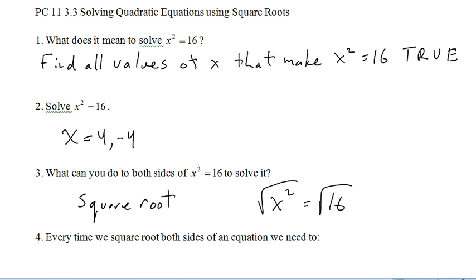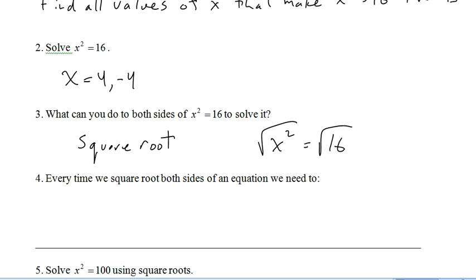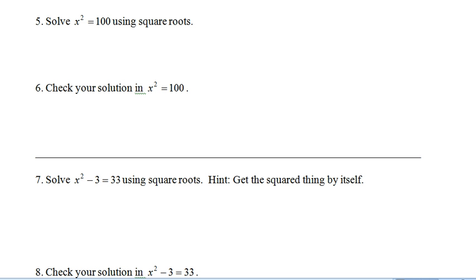When we're doing these questions, every time we square root both sides, we need to remember that the square root of x squared doesn't equal x. It actually equals the absolute value of x, which we learned at the start of chapter 2. So let's have a look at question 5. So I'm going to square root both sides here.